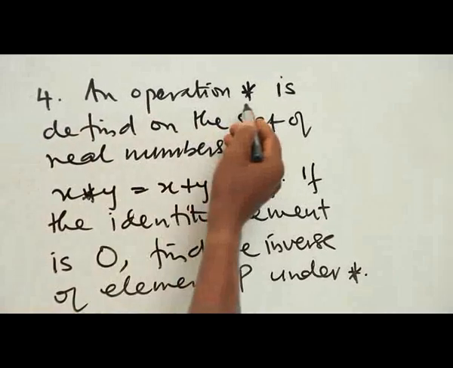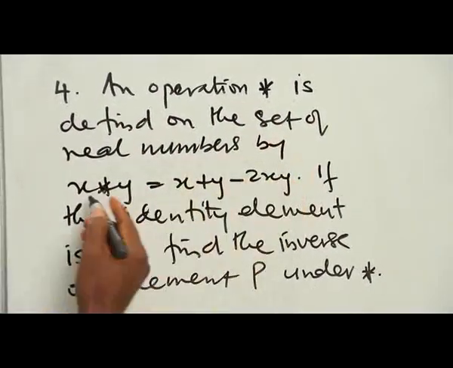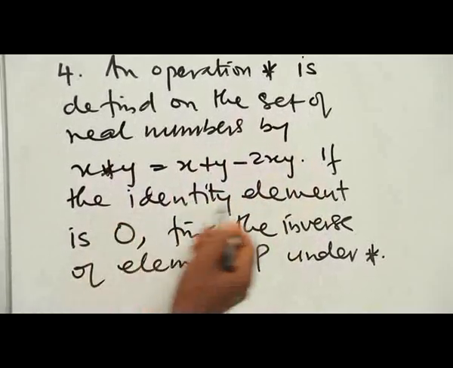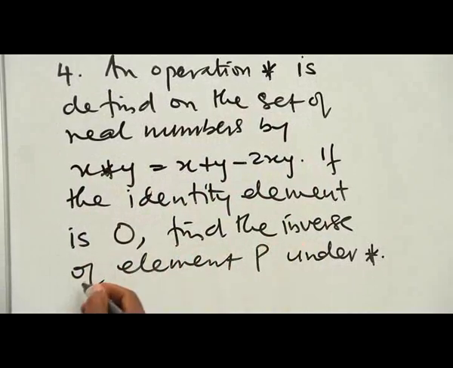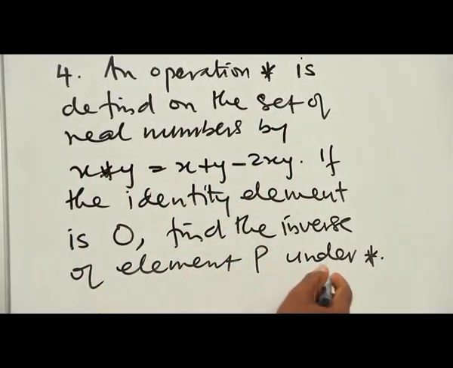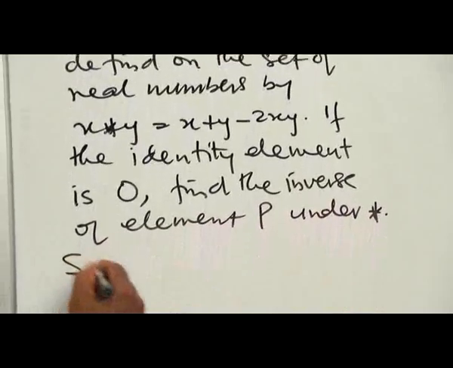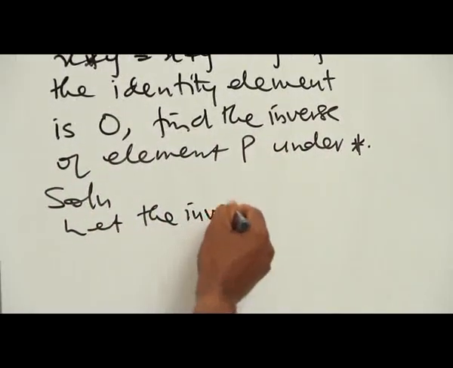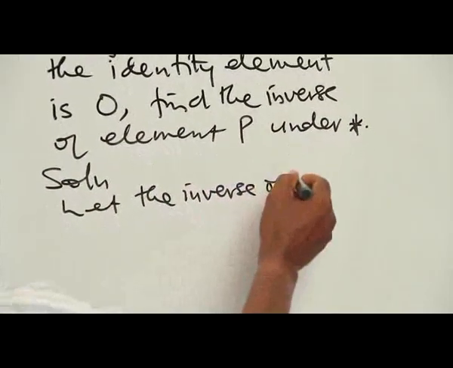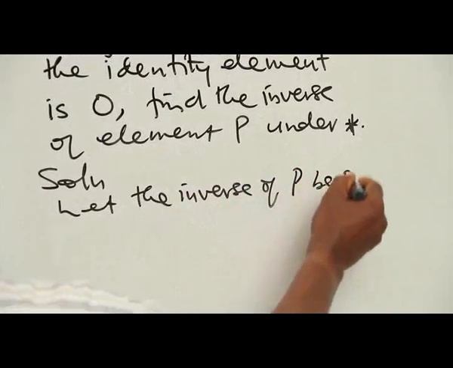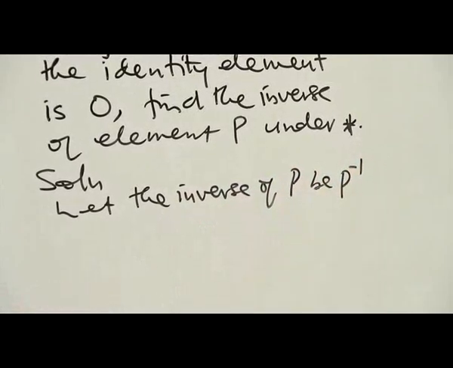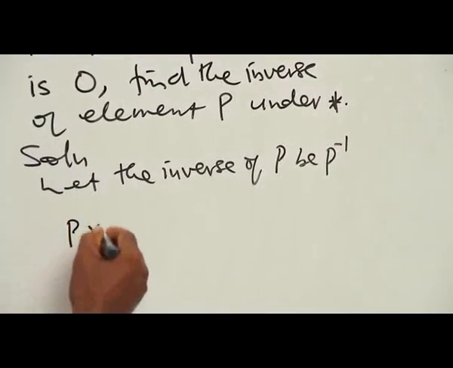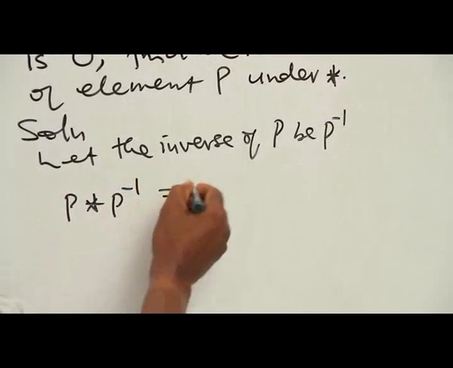Number 4. An operation star is defined on the set of real numbers by S star Y equal to S plus Y minus 2SY. If the identity element is 0, find the inverse of element P under star. So solution, let the inverse of P be P raised to minus 1, that is the inverse. Then we are saying here that our P operated on the inverse is equal to E.